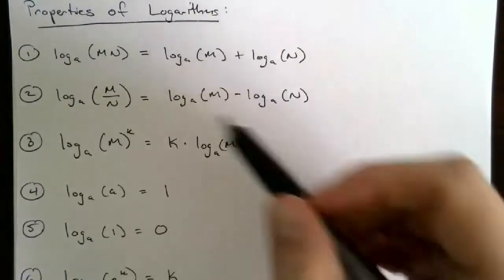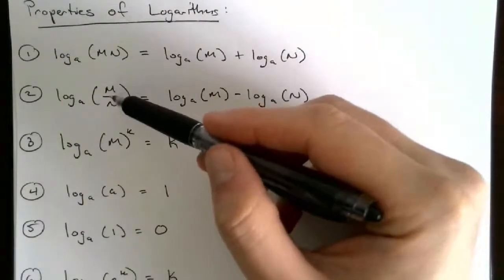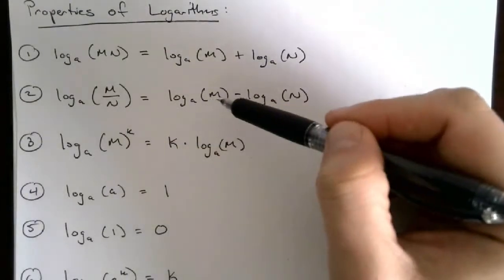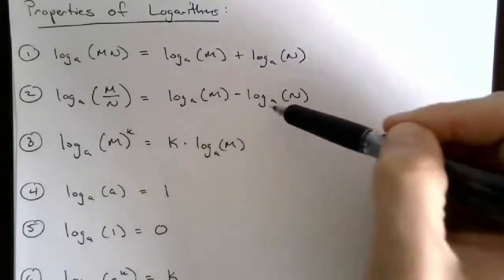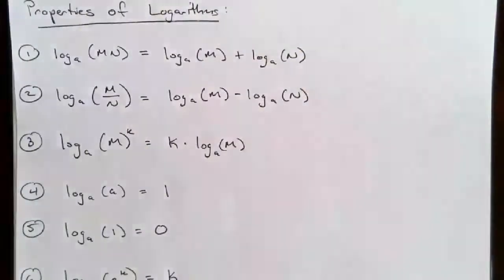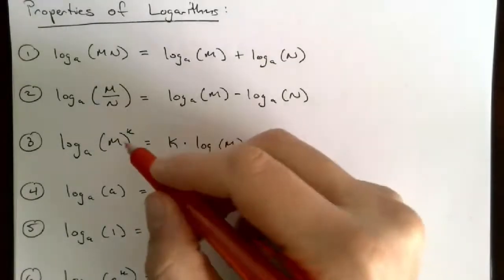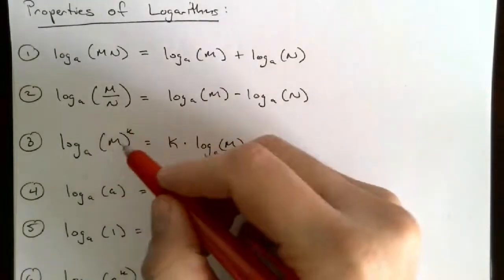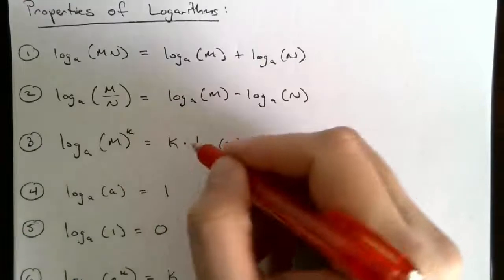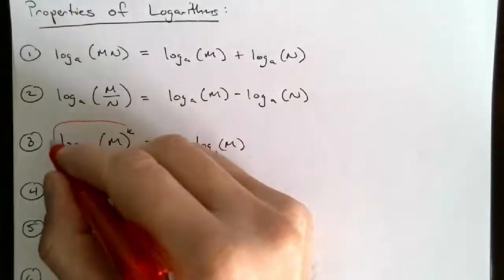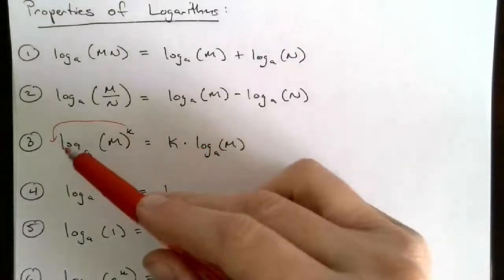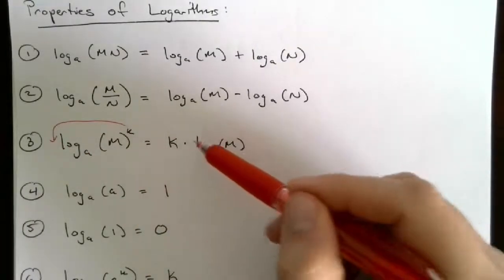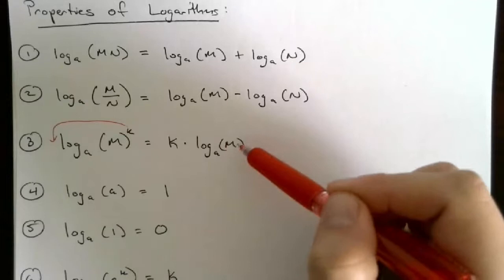The second rule says that if you have division inside of a log, then you can take the log of the numerator and subtract the log of the denominator. Again, making sure the base stays the same as the original base. The third rule says log base a of m to the k power. So it's really saying if your argument is being raised to a power, you're allowed to bring that power down to the front. So you bring the power down to the front, and that's equivalent to k times the log base a of m.